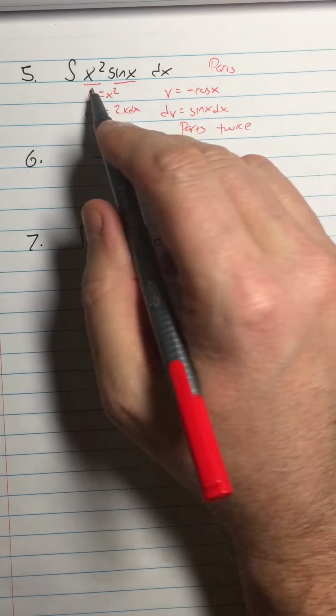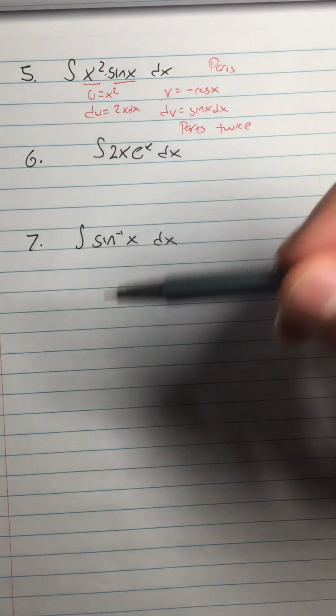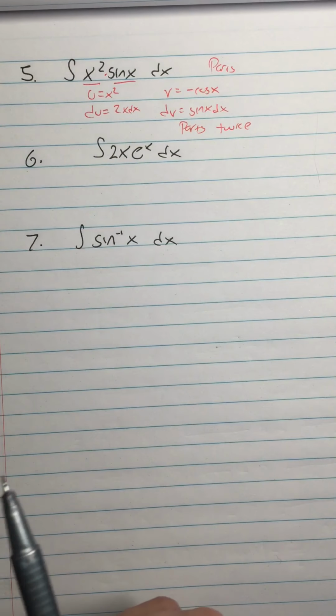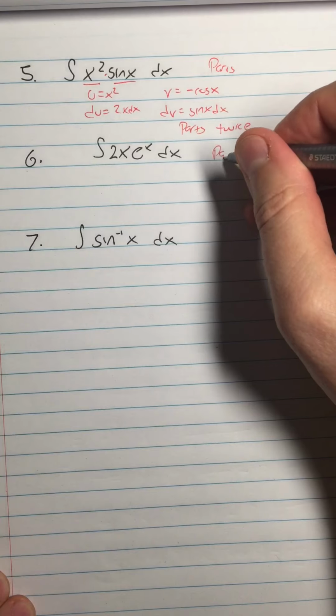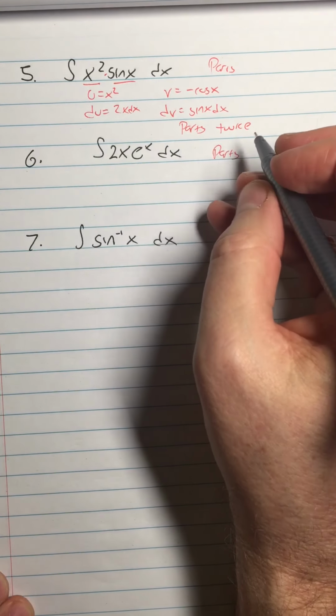And I can tell that because the polynomial part that's multiplied out here is to the second degree. So it's going to take me 2 iterations of differentiation to get rid of that x squared. All right, that's this one. This one's also parts. I don't see any inside functions, so none of them are substitutions. So they're all just parts.